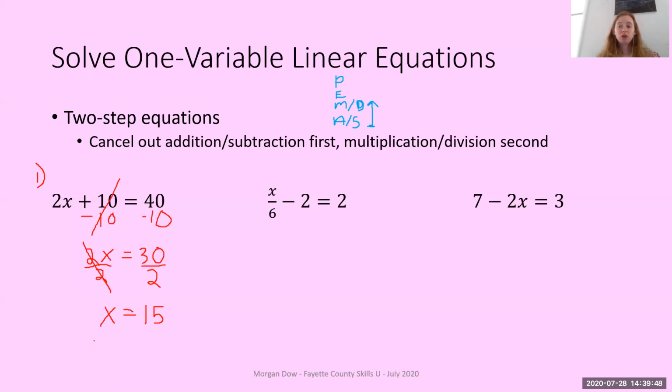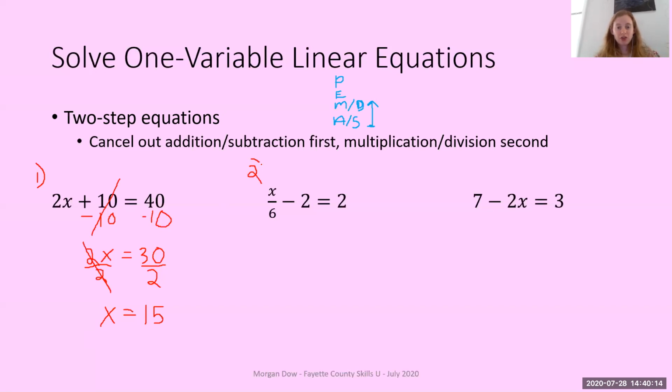And right, you can always double check your answer by going back to your original equation and plugging it in. So you would say 2 times 15 plus 10, and double check to see if that really does equal 40. 2 times 15 is 30, and 30 plus 10 is, in fact, 40. So we did a good job. All right, next example here.